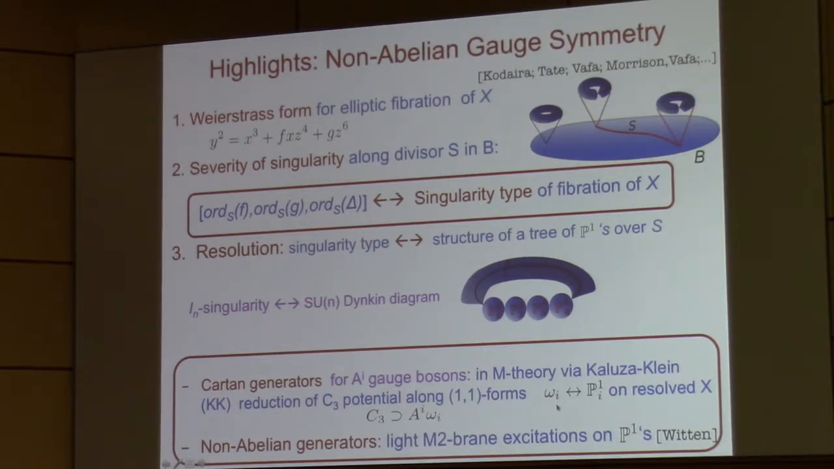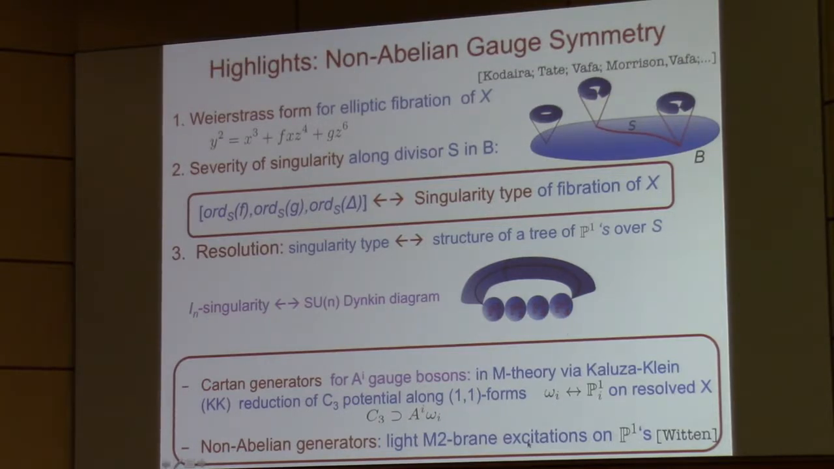It turns out that the number of (1,1) forms is in one-to-one correspondence with the resolved P1 spheres that signify the nature of this resolution. And so, in particular, all the Cartan generators of non-abelian gauge symmetries are directly related to a number of spheres in the resolution.